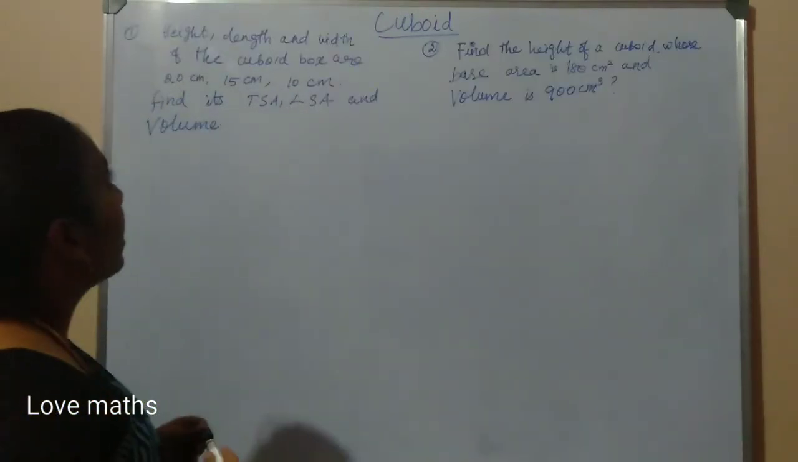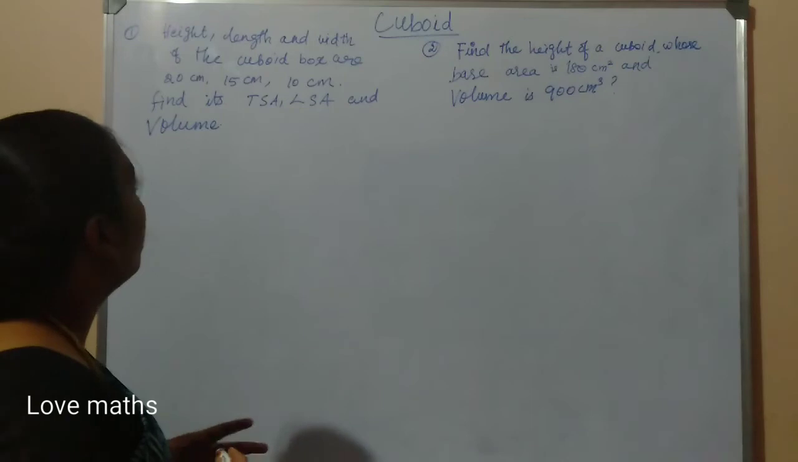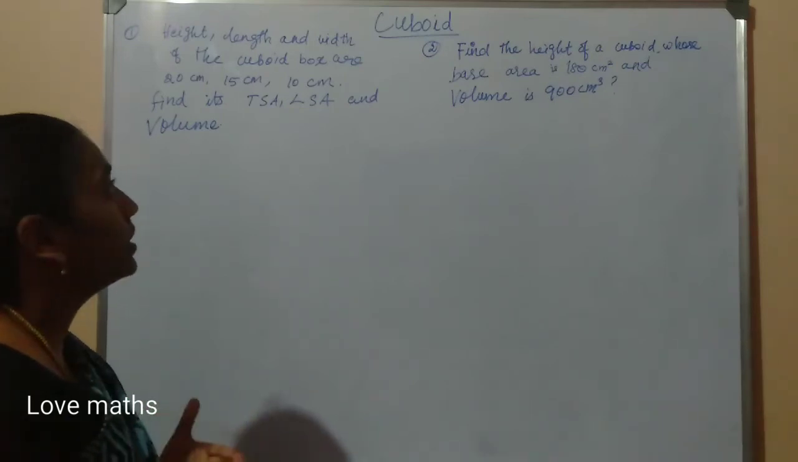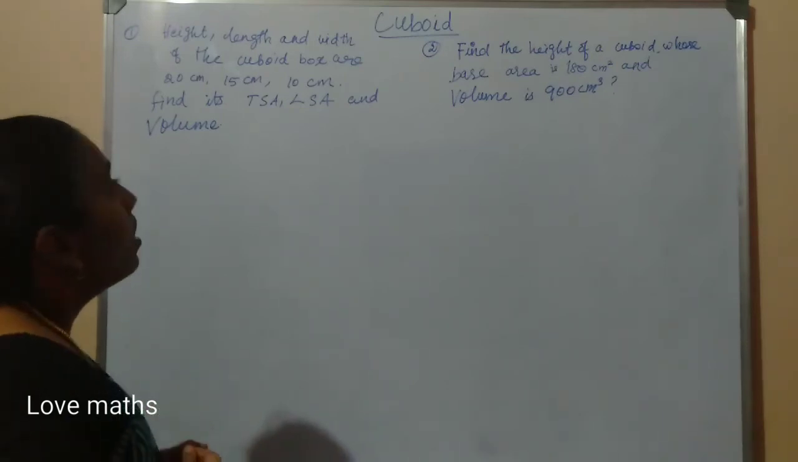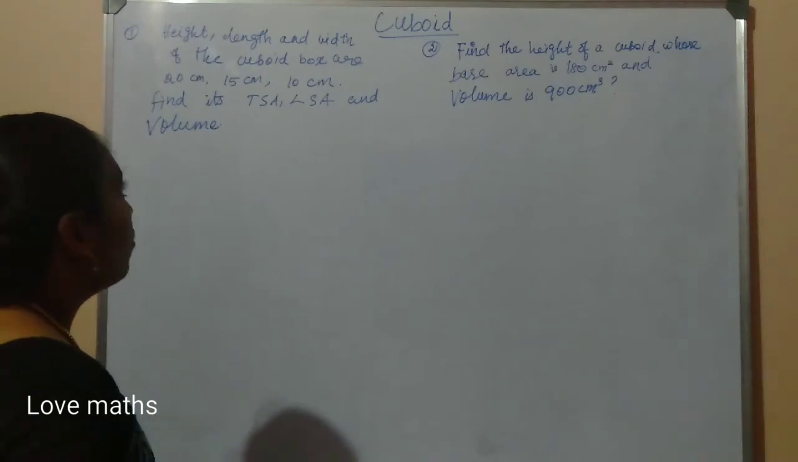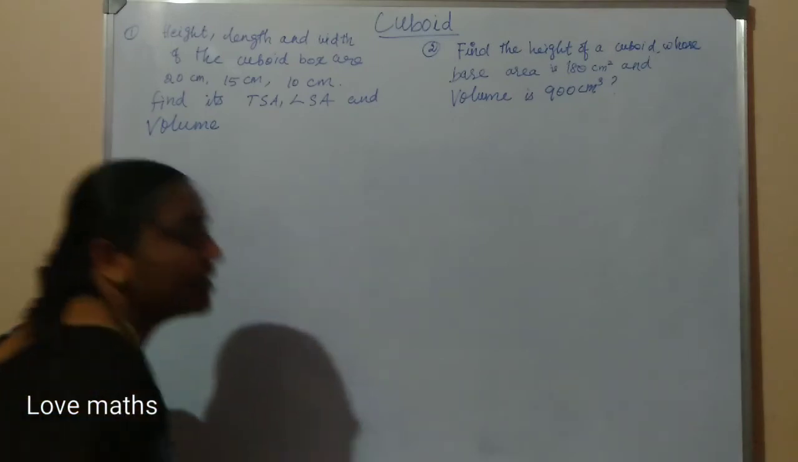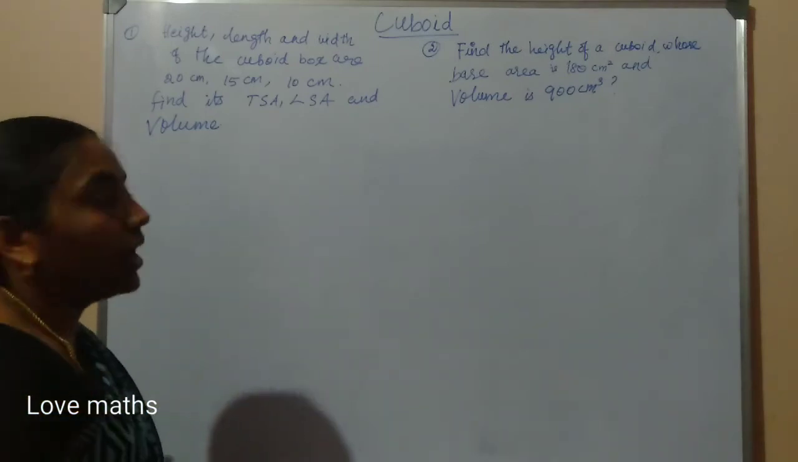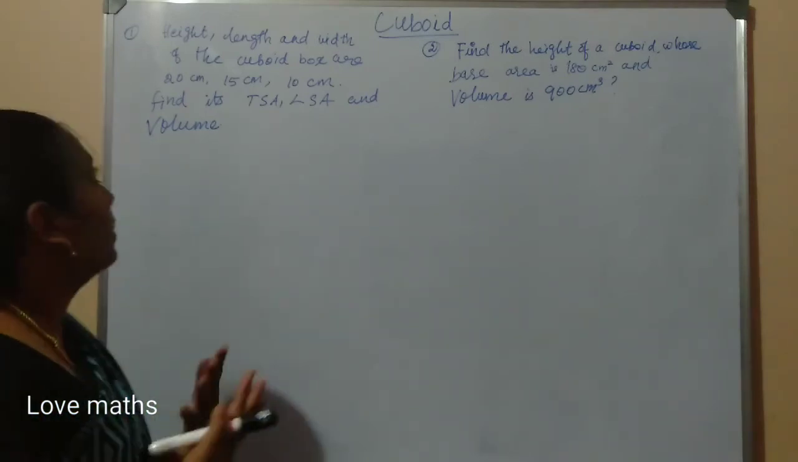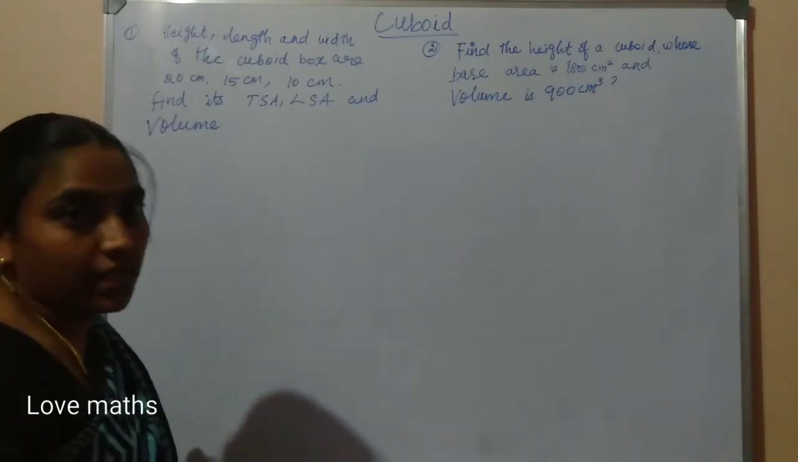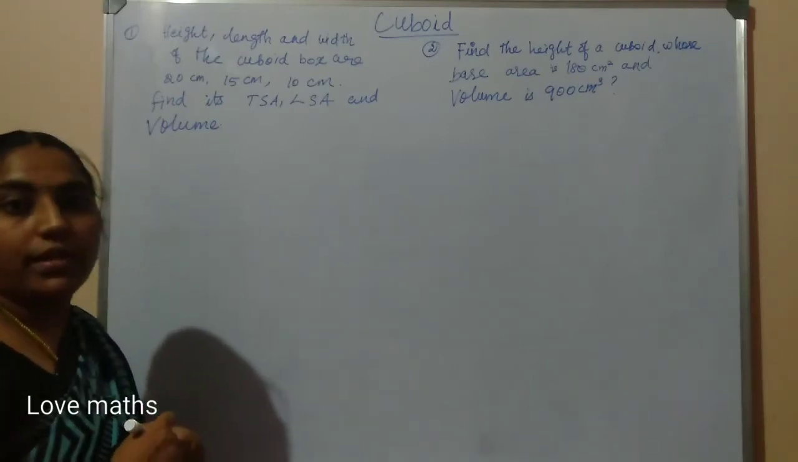The first question is: the height, length and width of the cuboid box are 20 cm, 15 cm and 10 cm. Find its TSA, LSA and volume. What is meant by TSA? Total surface area. LSA means lateral surface area, and the volume. One cuboid box is there, that height, length, width, everything is given. Width and breadth both are equal only.